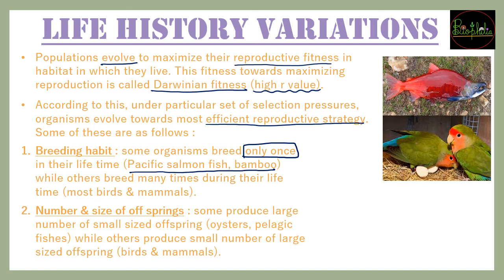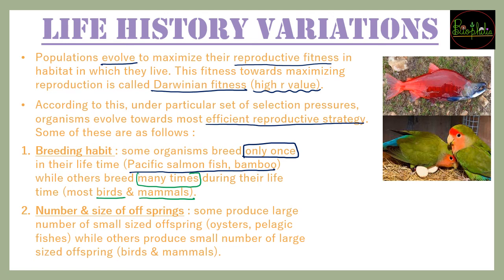Whereas some other organisms might be breeding many times in their life; their strategy for building up population will be breeding many a times, as in the case of birds and mammals. So that is about breeding habit, whether to breed once in life or to breed many times in the lifetime. The second is the number and the size of offsprings.